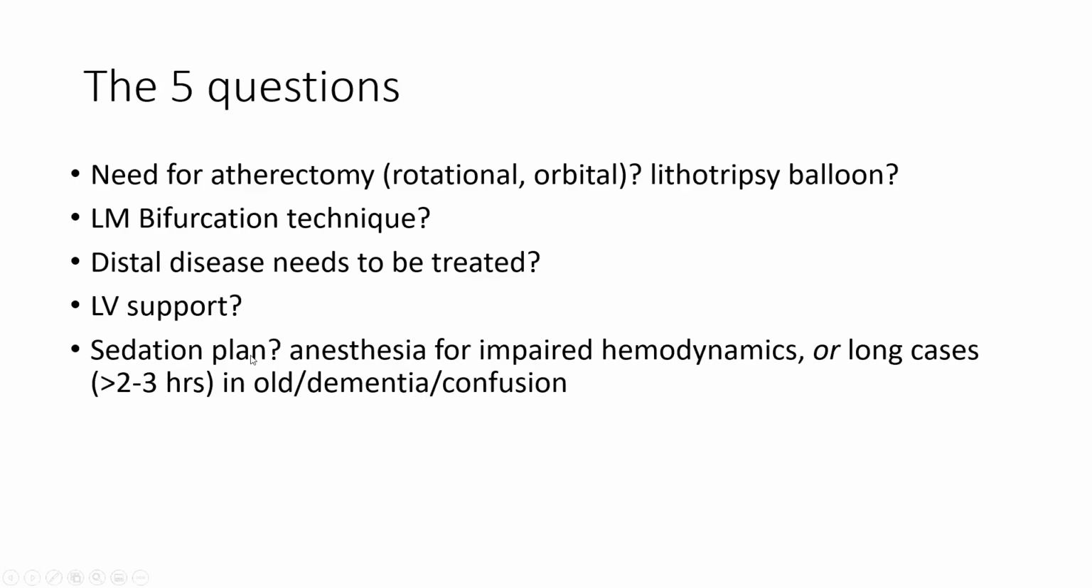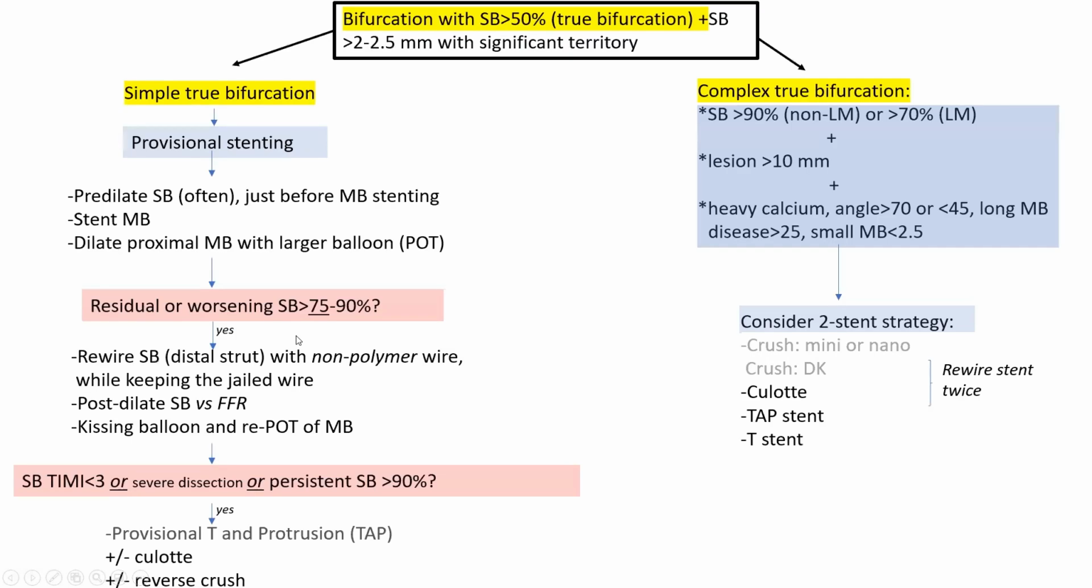Those are the 5 questions we ask ourselves. And the first decision is, what bifurcation technique do I need to use? And I want to discuss those bifurcation techniques. So having a distal left main bifurcation, a true bifurcation that involves LAD and circ, does not mean you need 2 stents. This is from my bifurcation talk.